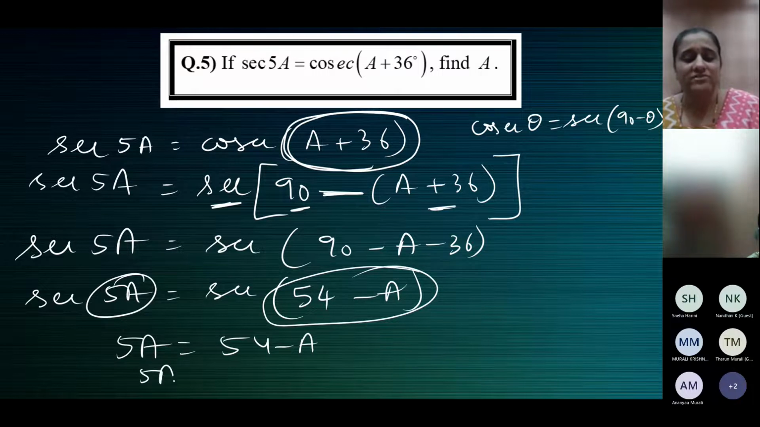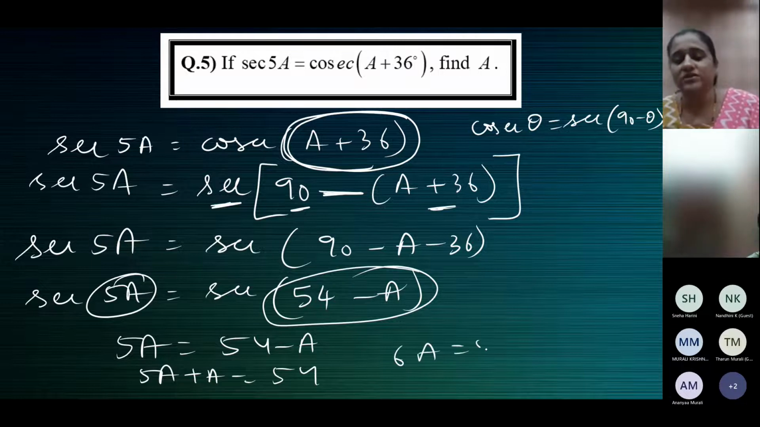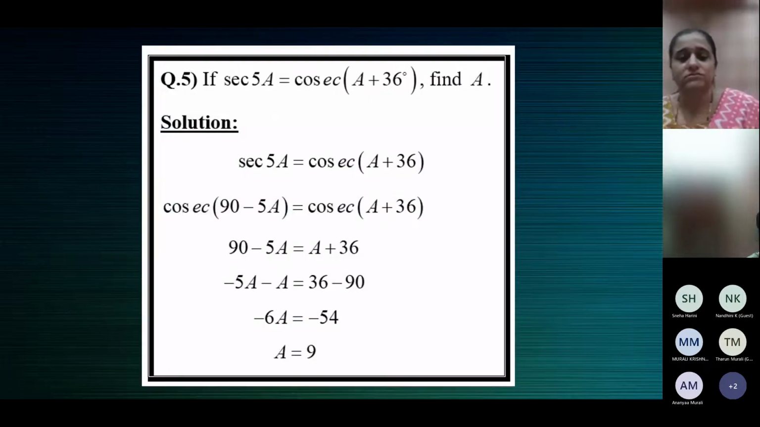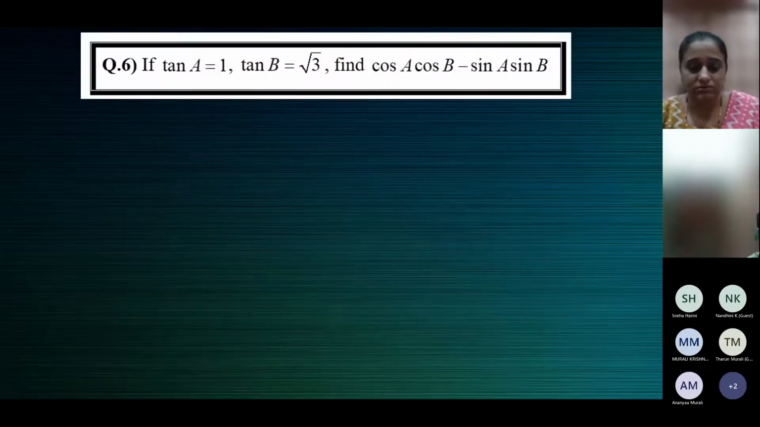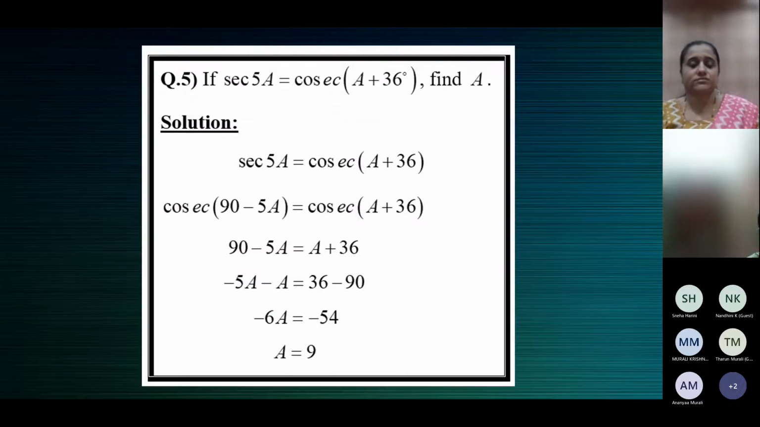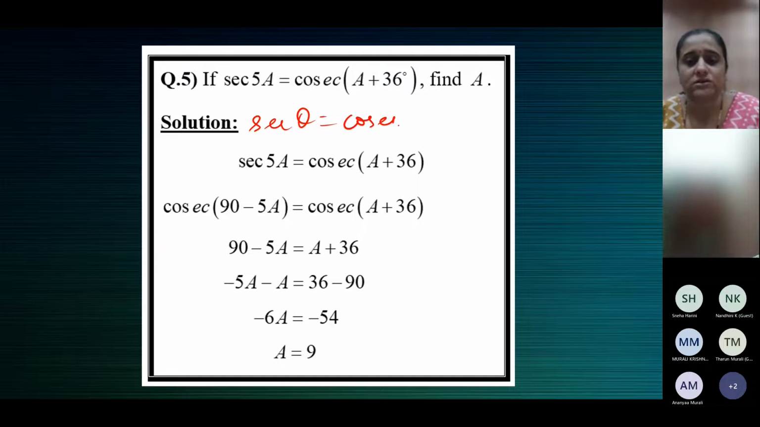Solving for A, 5A plus A is equal to 54. 6A is equal to 54. A is equal to 54 by 6, which is 9. The value of A is 9. Work it out, children. Here we have used secant theta is equal to cosecant 90 minus theta. Using this, we have changed secant 5A to cosecant.